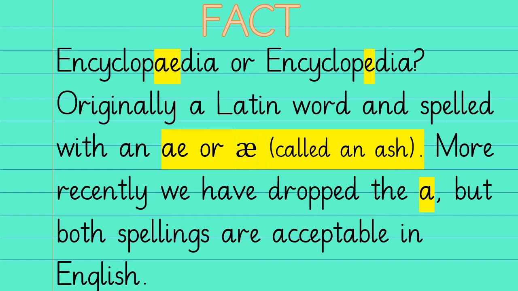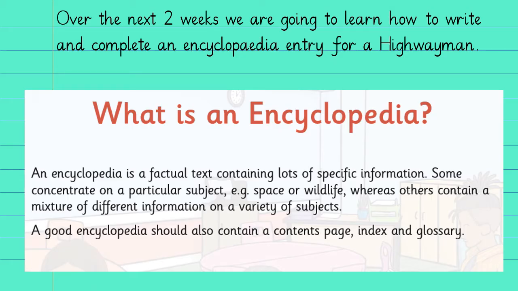And here's a little fact about the word encyclopedia. It can be spelt two ways, with an AE or just with an E. Originally a Latin word and spelled with an AE, that little AE joined together there is called an ash. And more recently we've dropped the A, but both spellings are still acceptable in the English language. Over the next 2 weeks, we're going to learn how to write and complete an encyclopedia entry for a highwayman.